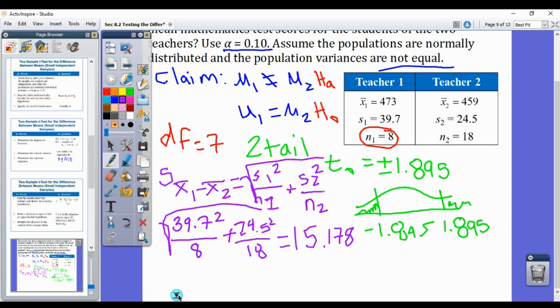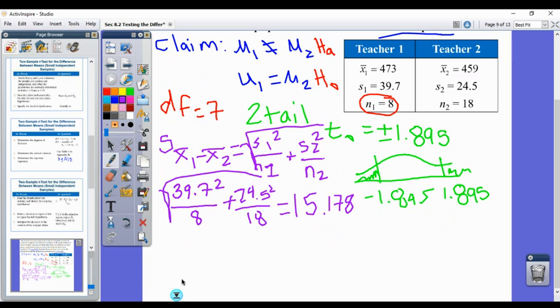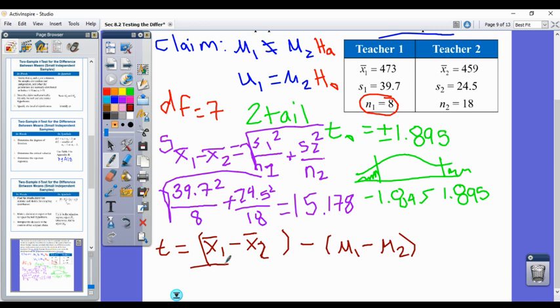Okay, so now that we have that, we're going to find our T test statistic, and I'm going to use the following formula. So T equals x1 minus x2 minus the difference of the population means, all divided by my standard error that I just calculated. All right, let's plug in.